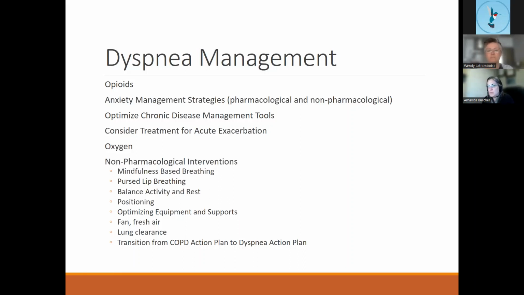Optimizing equipment and supports involving home care: fresh air or a fan. We have little J receptors underneath our nose, and a fan blowing across them will trigger those J receptors and actually reduce the sensation of breathlessness. So there is good evidence and pathophysiology around using a fan. Doing lung clearance exercises, which we'll talk about later. And then transitioning from a COPD action plan to a palliative care dyspnea action plan.